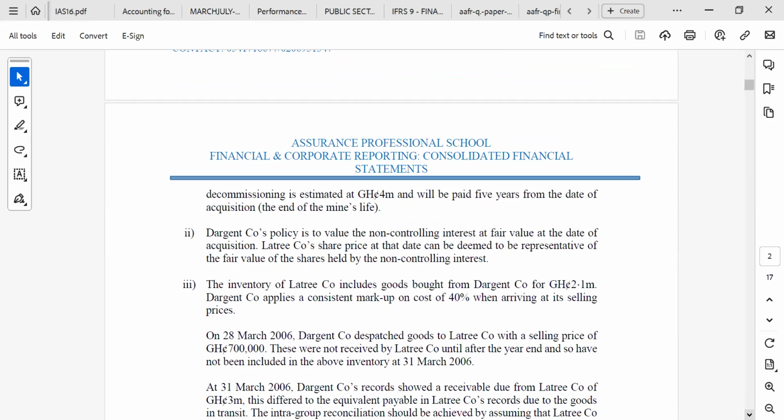Let's come to the Roman number 3. The inventory of Latico includes goods bought from Dan Co for 2.1 million. Diligent Co applies a consistent markup on cost of 40% when arriving at its selling prices.